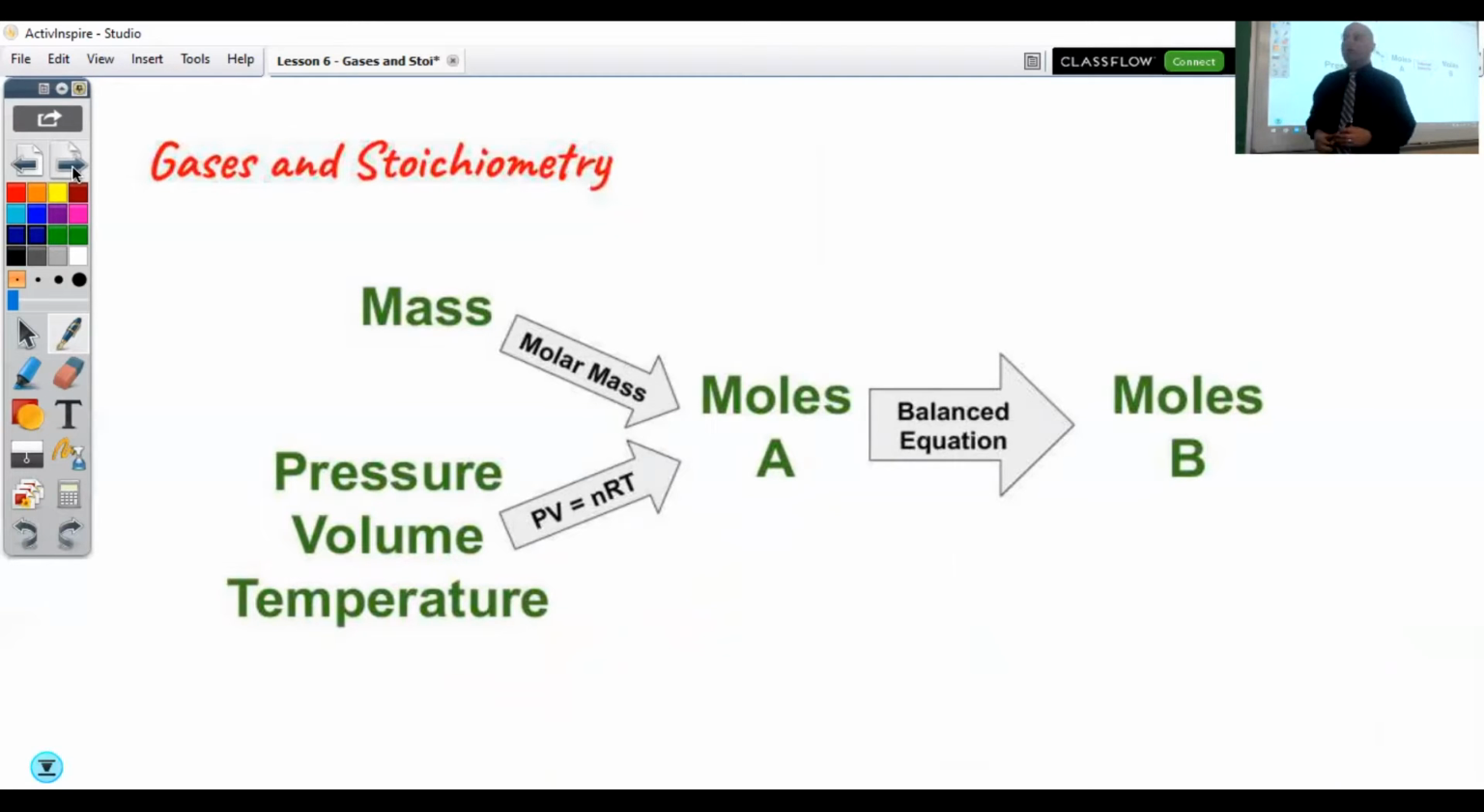So in the past, we've used mass and molar mass to convert between the grams of a substance and the moles of a substance. Well, today we're going to learn how we can use the pressure, volume, and temperature measurements and our ideal gas equation to also get to that mole measurement. Remember that once we're in moles, we can go anywhere else on the map. So that includes moles of product and then grams of product or even a pressure of product.